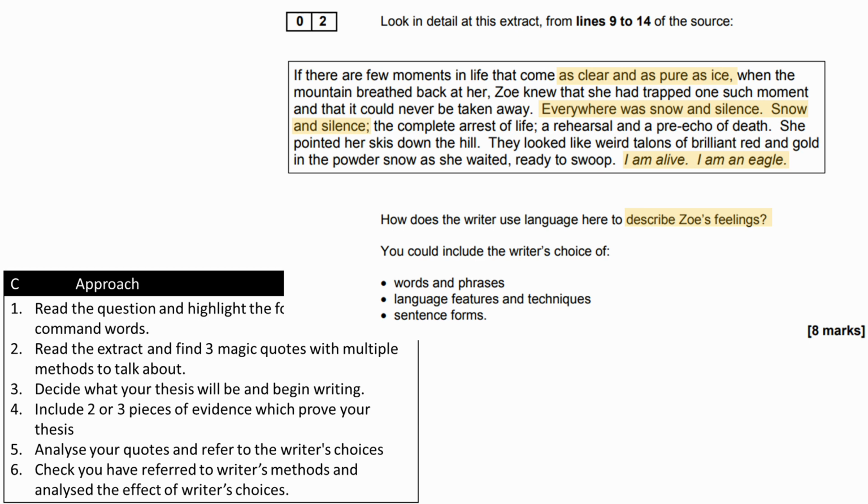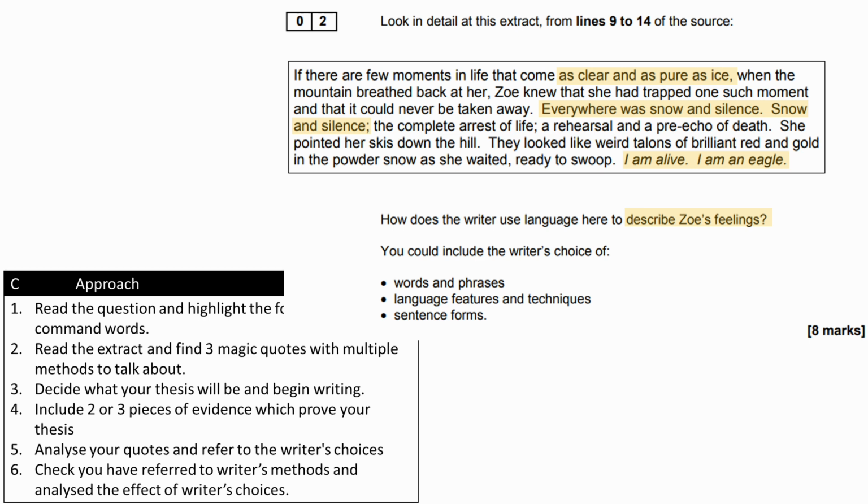So what's really helpful for this question is they put it into a box separate from the insert. So it is always advisable that you read the insert in full so you have an idea of what's happening. But this is really nice because we don't have to have lots of different annotations muddling you. So the question is saying, look in detail at this extract from lines 9 to 14 of the source. How does the writer use language here to describe Zoe's feelings? So we would underline or highlight describe Zoe's feelings because that's what we're focusing on.